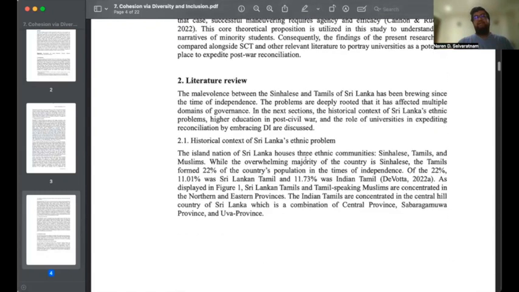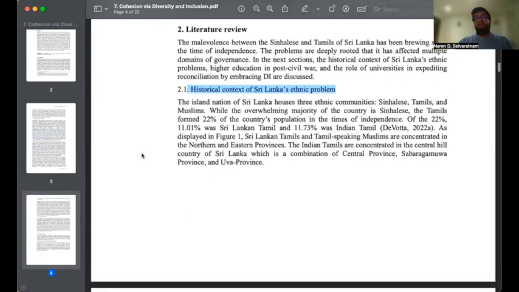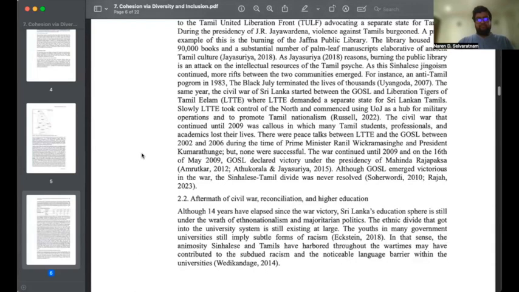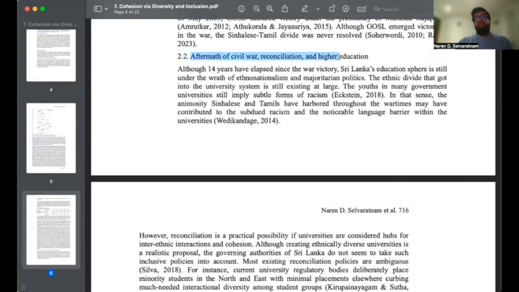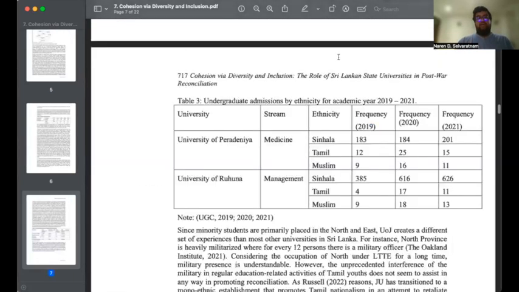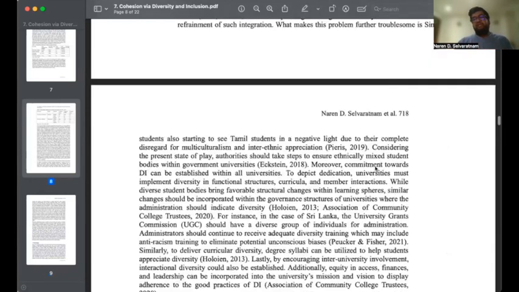And then based on that understanding, I have done a literature review where I have explained the historical context of Sri Lanka's ethnic problem, the aftermath of civil war, reconciliation and higher education, what happened to higher education, and the role of universities in fostering inter-ethnic cohesion through diversity and inclusion. So the literature review is slightly longer here, and we have reviewed quite a lot of literature to help readers understand the role of universities in actually bringing this kind of change.